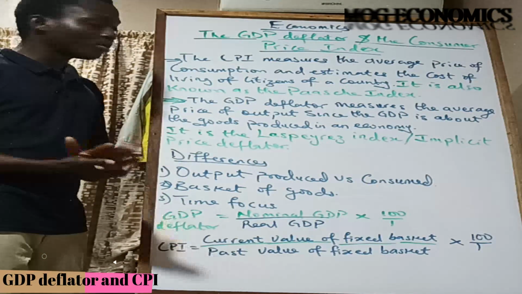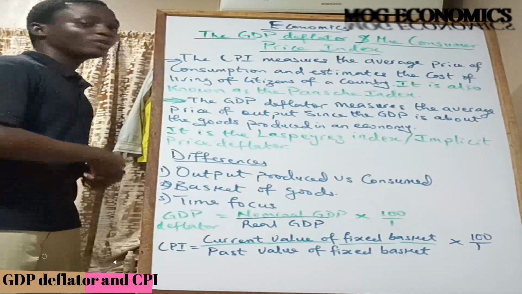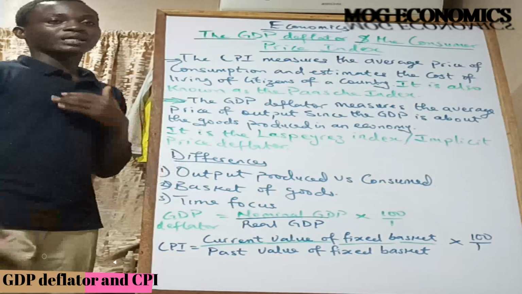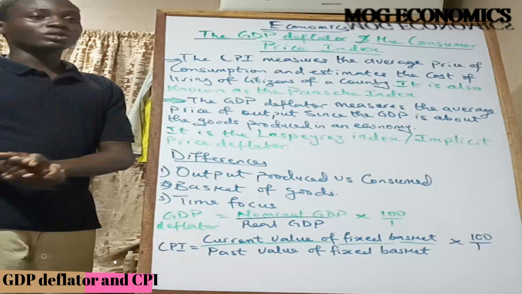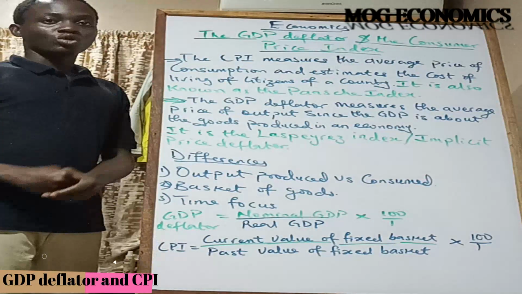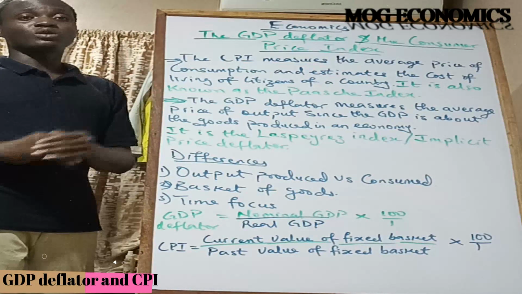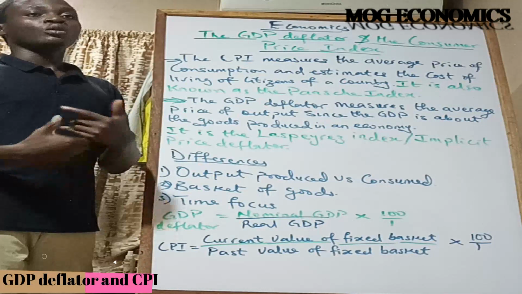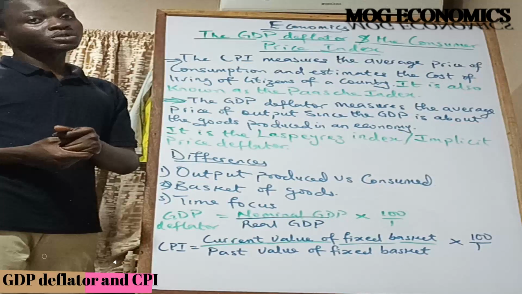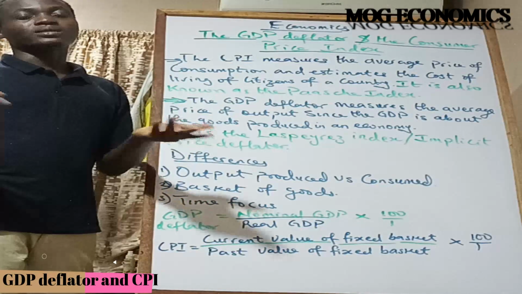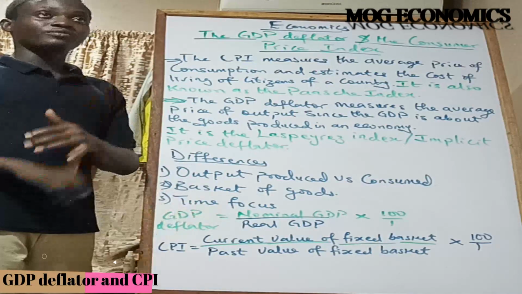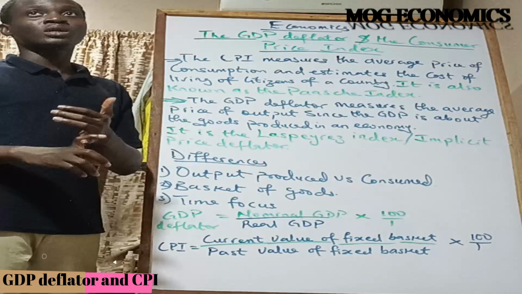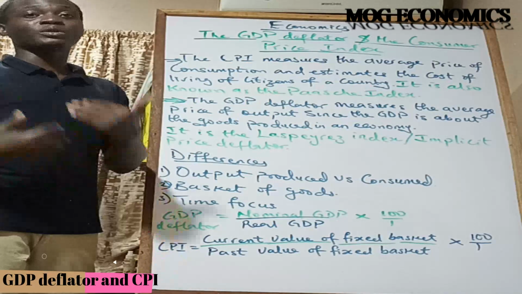So what are a couple of differences between the two? Point number one, which I wrote, is actually three things; for the sake of space, I brought it together. It's output produced versus consumed. The GDP deflator measures only output produced in a given economy, while the CPI measures output consumed in an economy. So one key difference is that not all output produced is consumed by households in an economy. There are things that we call intermediate goods.